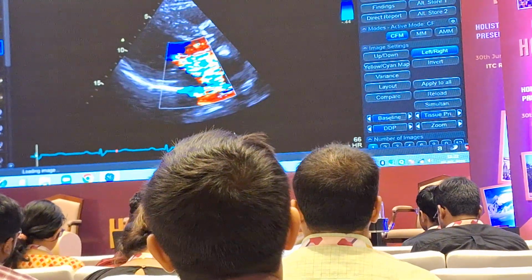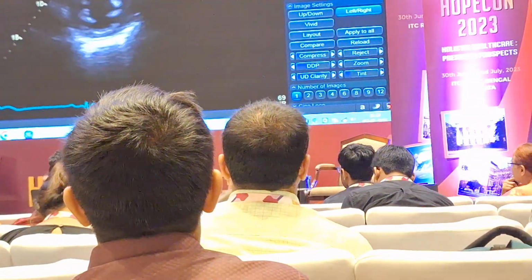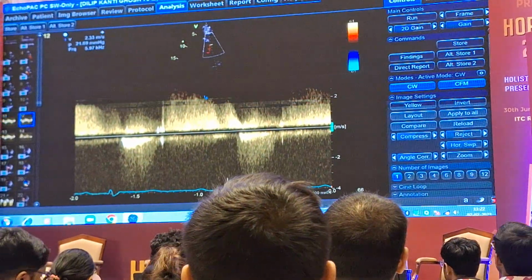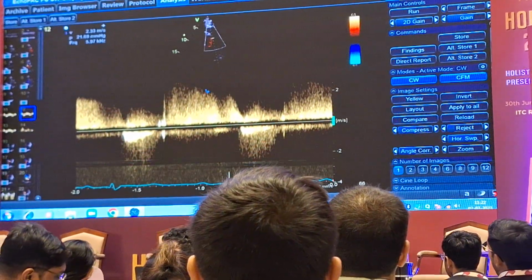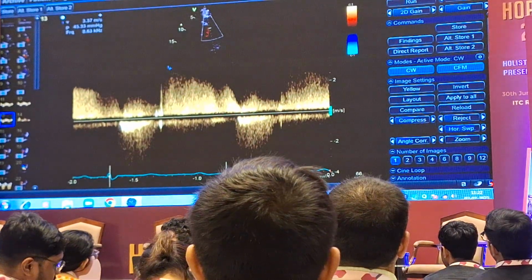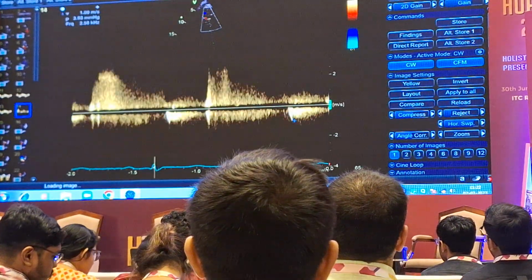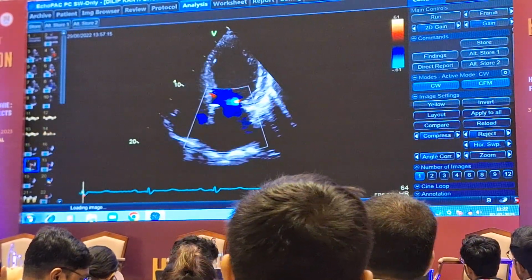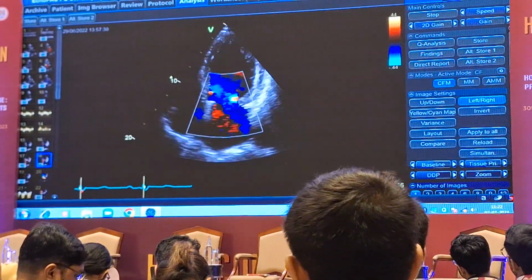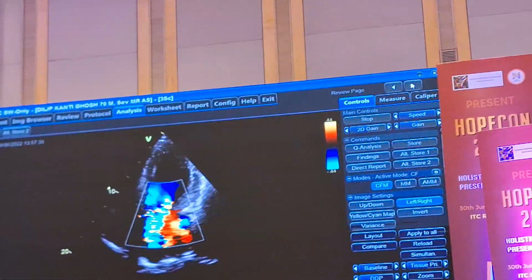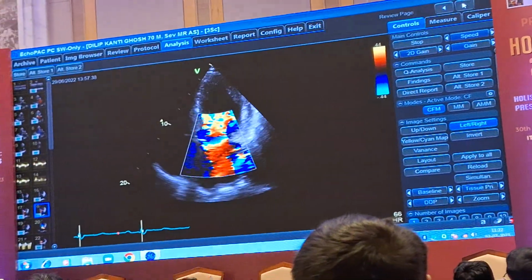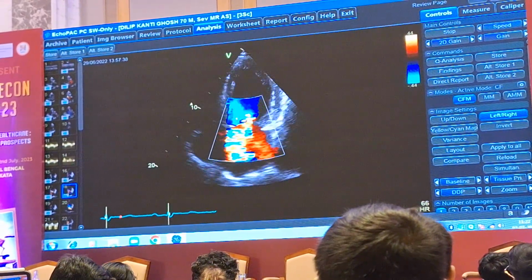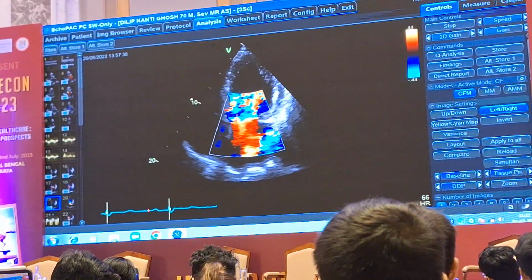And I'll show you another very important thing. While analyzing MR, whether it is primary mitral valve disease or secondary to LV dysfunction, you have to have a look. See, this is a huge amount. You can see the vortex appearance. It's coming and going back, coming and going back.